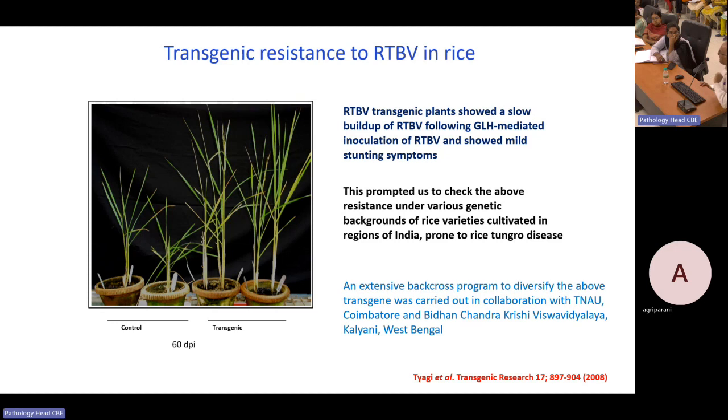So with this background, I started having interaction with Professor Ravindran, who was here at that time. And he floated the idea we can try to see whether this transgene can be transferred to cultivated rice varieties and see whether this resistance holds in the back cross lines. So an extensive back cross program to diversify the above transgene was carried out in collaboration with TNAU Coimbatore and also with the agricultural university in West Bengal, Bidhan Chandra Krishi Viswavidyalaya, Kalyani. So the Kalyani people selected two rice varieties adapted to Eastern India, and TNAU, there were three rice varieties adapted to Southern India for back cross program.